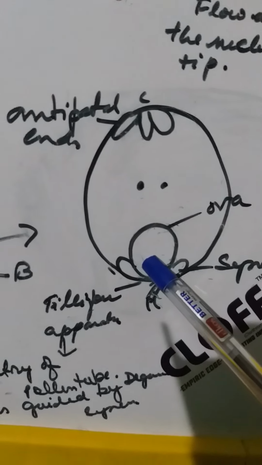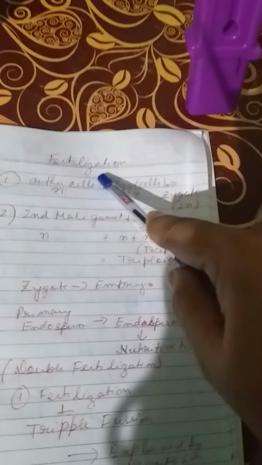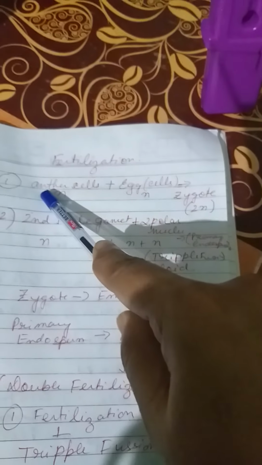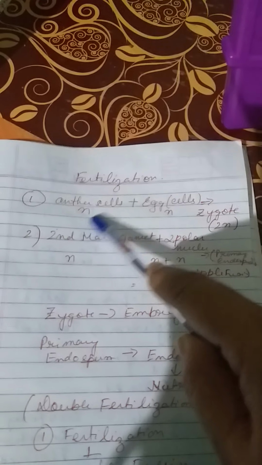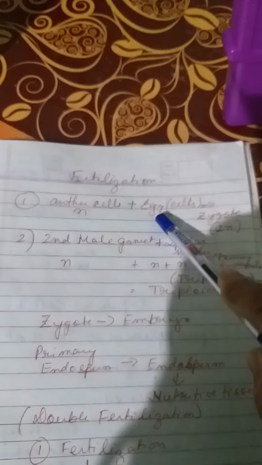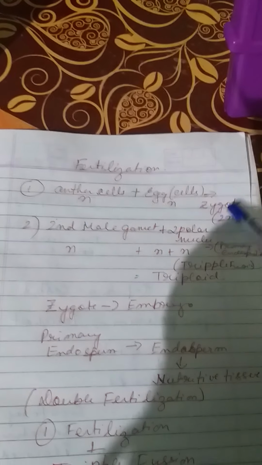Now if it fuses with the ova, it forms the zygote. Now here you see again, it is that fertilization, the male cell and the egg cell fuse together to form the zygote. The male cell is haploid, the egg cell is also haploid, but the zygote is diploid.